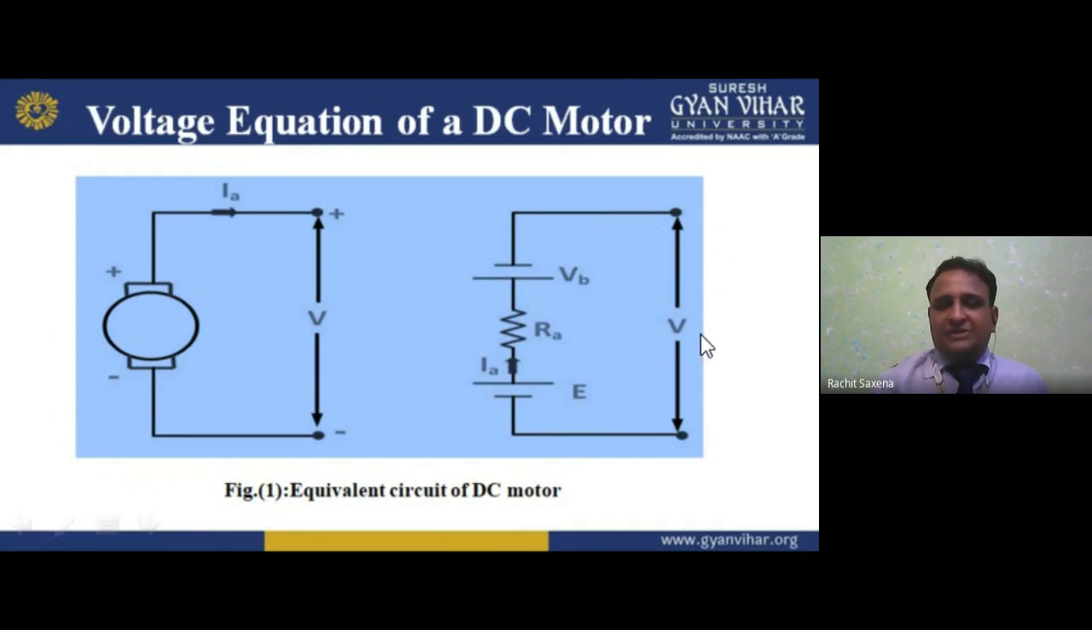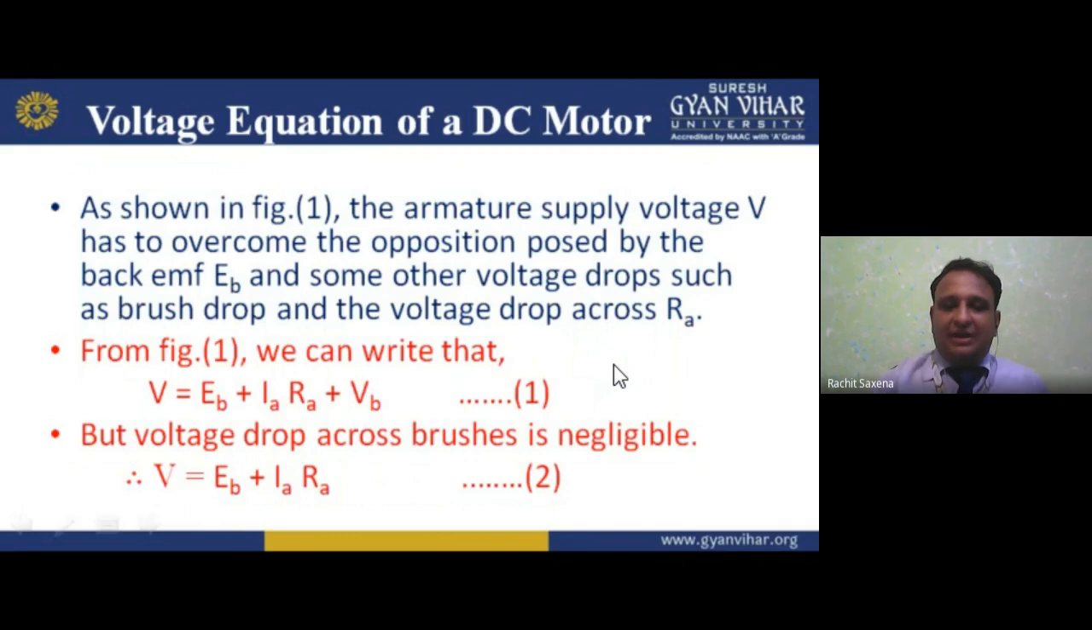Okay, or representing the second one. So see here I am writing like this: V is equals to EB, that is back EMF, plus IARA plus VB. VB is the brush drop, but voltage drop brush is negligible. We basically neglect it. In some numerical, if value is given, then you have to consider it. Otherwise, it is 1 volt or 2 volt, so we can neglect it. So that is negligible. Now the equation will become V is equals to EB plus IARA.